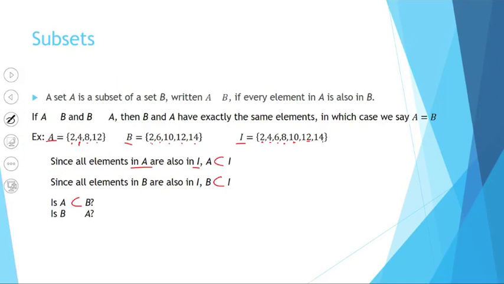Is B a subset of A? Is every element in B also in A? Well, for example, the 6 is in B, but the 6 is not in A. So that is not true as well. So both of these are not true.